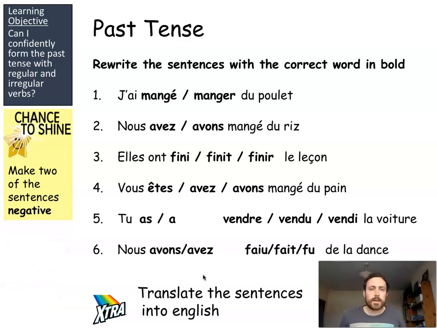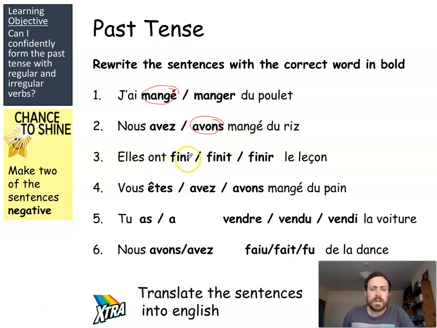Right, so welcome back. We're just going to run through the answers to this one and give you some feedback on it. So, as we know before, this is the infinitive of the verb, so this can't be this one. This is the past participle. So in number 1, j'ai mangé du poulet is the correct answer. And if you want to know the translation, that means I ate some chicken. So I'll go through the translation directly after. Nous avez or nous avons. Now, avez goes with the vous form, so avons is our correct answer here. And it's we ate some rice.